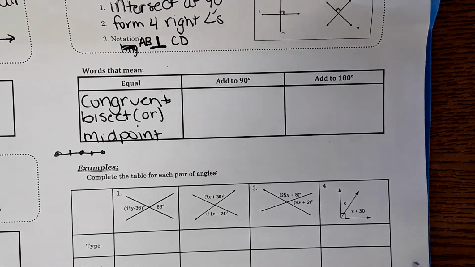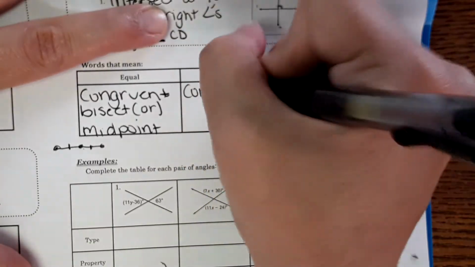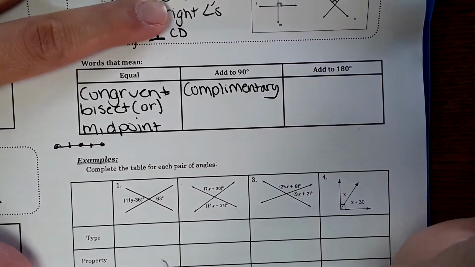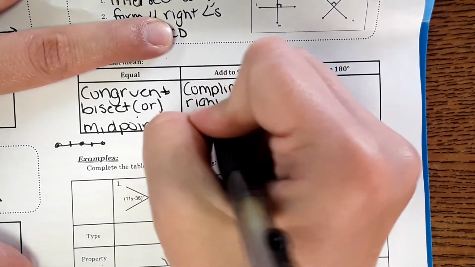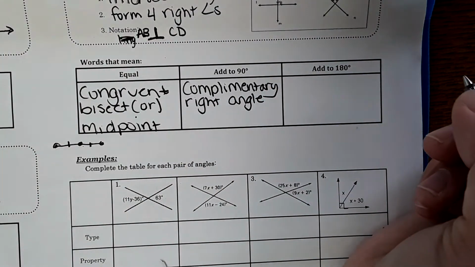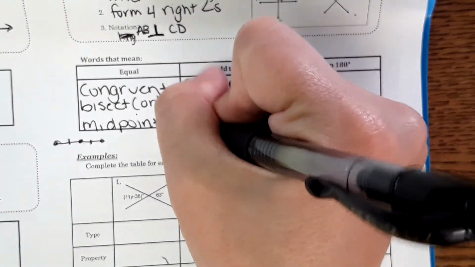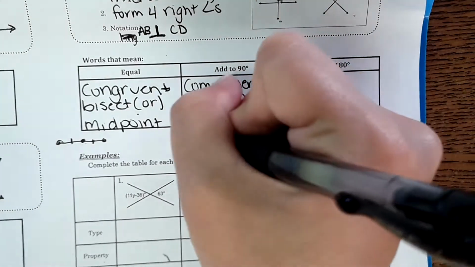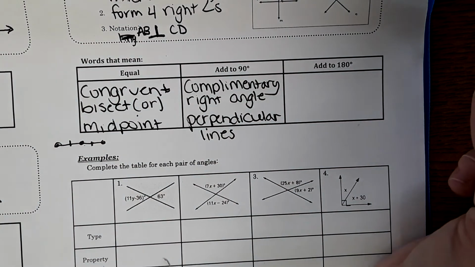Okay, words that mean add to 90 degrees would be complement or complementary. Also, a right angle would be 90 degrees. So if two angles come together to form a right angle, they would add to 90 degrees. Also, if you have perpendicular lines, you know that you're going to be working with 90-degree angles.